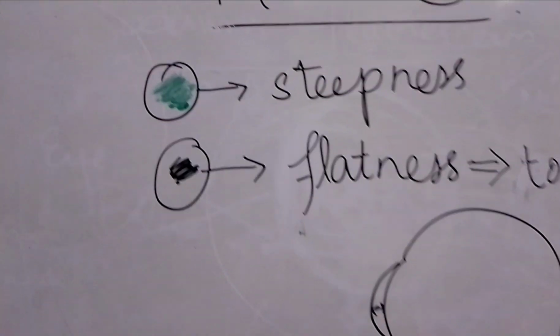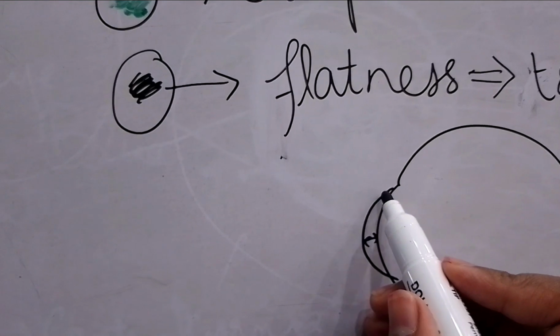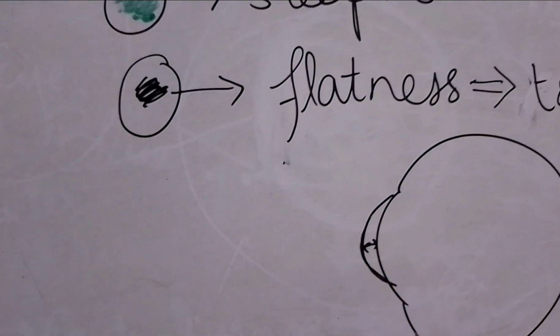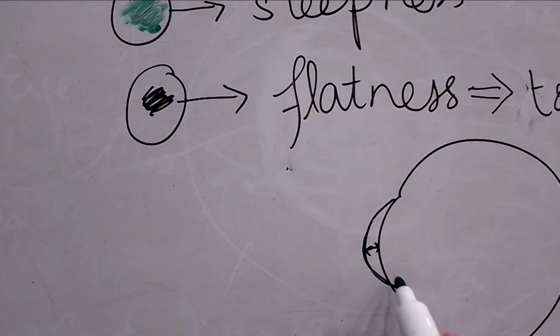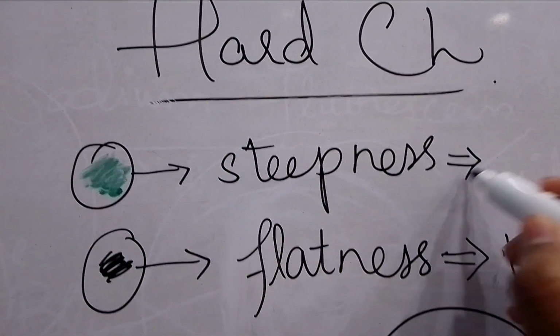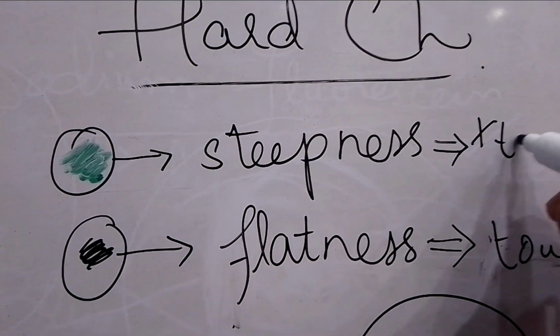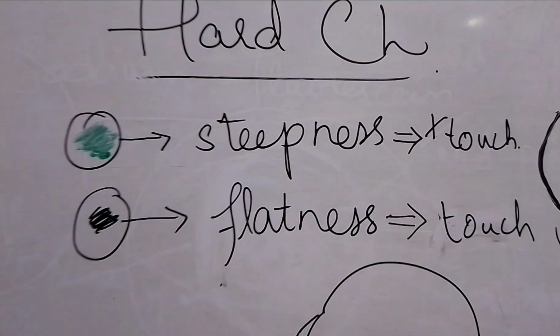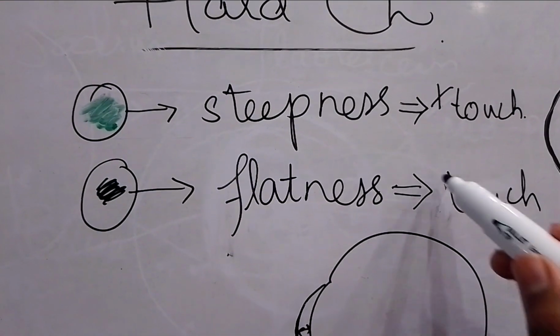Now why am I saying that it is steep? You can see the curvature. It is more curved, and it is not in touch. So that means that it is steep, right? So no touch: steepness means no touch, while flatness means there is a touch.